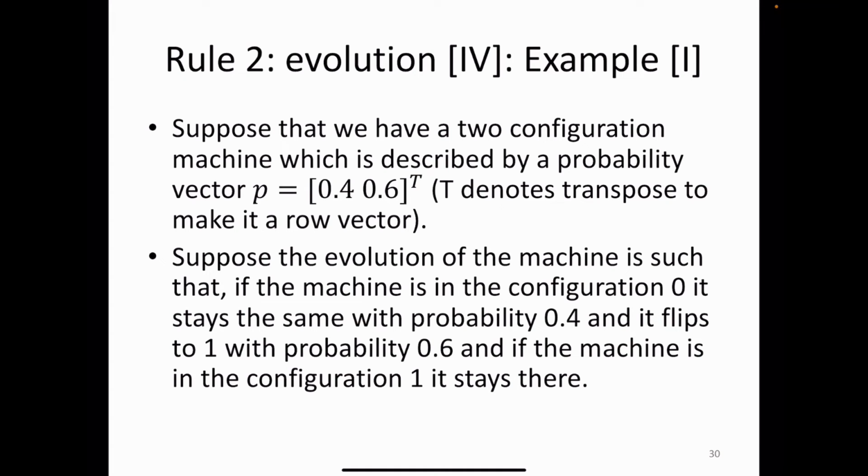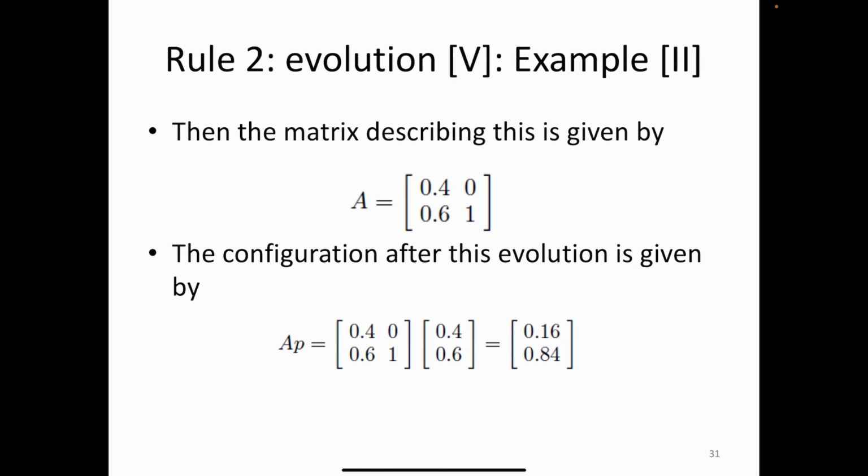So suppose that we have a two configuration machine, which is described by probability vector P of 40% and 60%. T denotes transpose to make it a row vector here. And now suppose the evolution of the machine is such that if the machine is in configuration 0, it stays the same with probability of 40%, and it flips to 1 with probability of 60%. And if the machine right now is in configuration 1, it remains in configuration 1. So then the matrix describing this is given by that here.